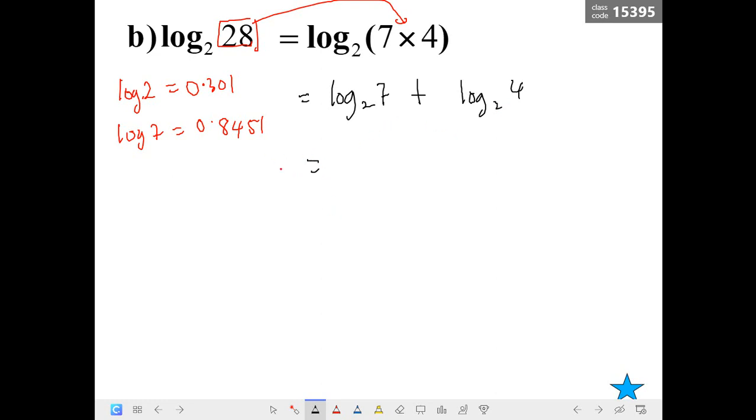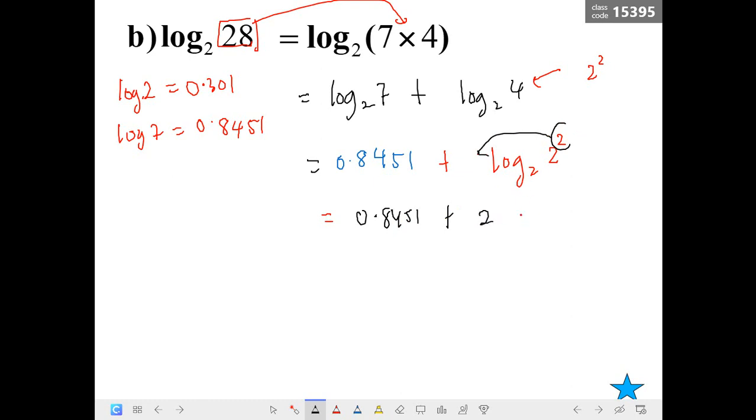Okay, and then log 7 is equal to 0.8451. Then, this one, 4 is 2 squared, log 2 squared. Then use the third law. Bring 2 to the front: 2 log 2 base 2 is equal to 1. This one is equal to 1. So the answer is 2.8451. Settled.